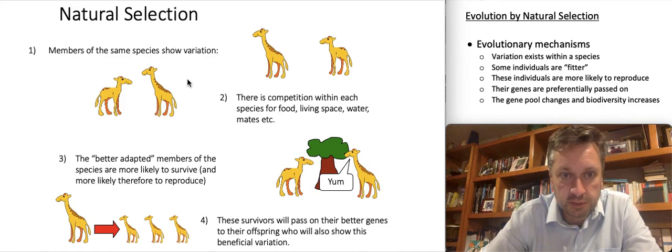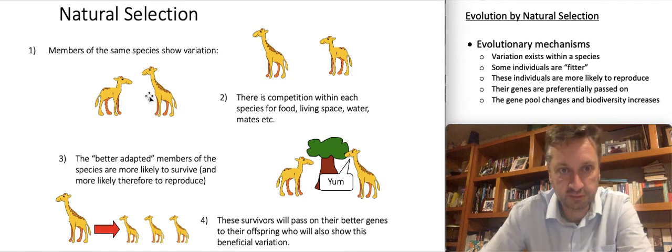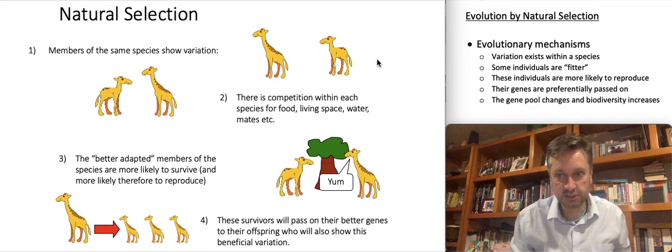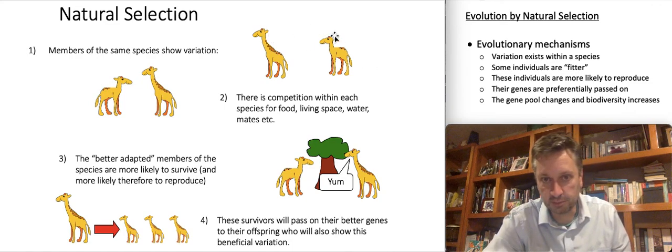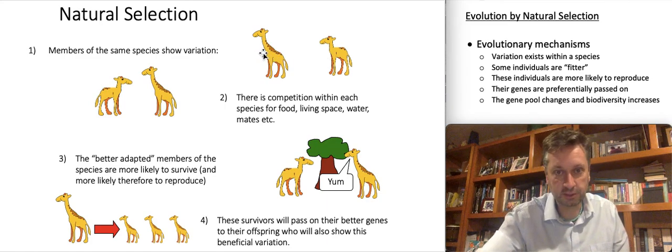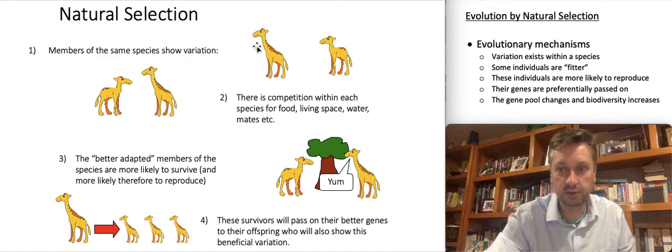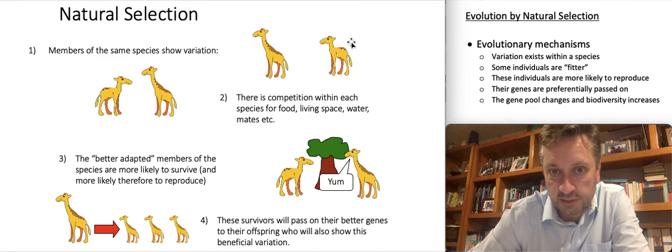Members of the same species show variation, as I've already said, in terms of genes, which results in phenotypic variation. In this case, the length of the neck of these animals. Competition exists between individuals of the same species. In this case, on a very simple level, it's competition for food. And again, in this example, the individuals with longer necks will be selected for survival because they're more able to get food resources. So they can outcompete the other individuals with the shorter necks.